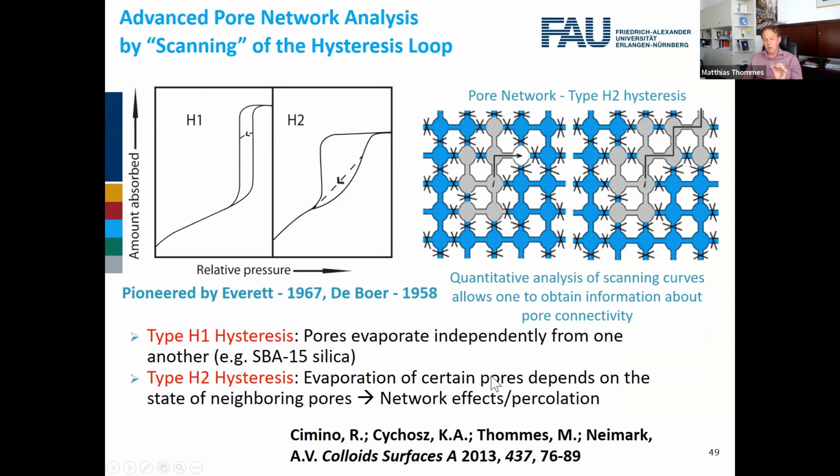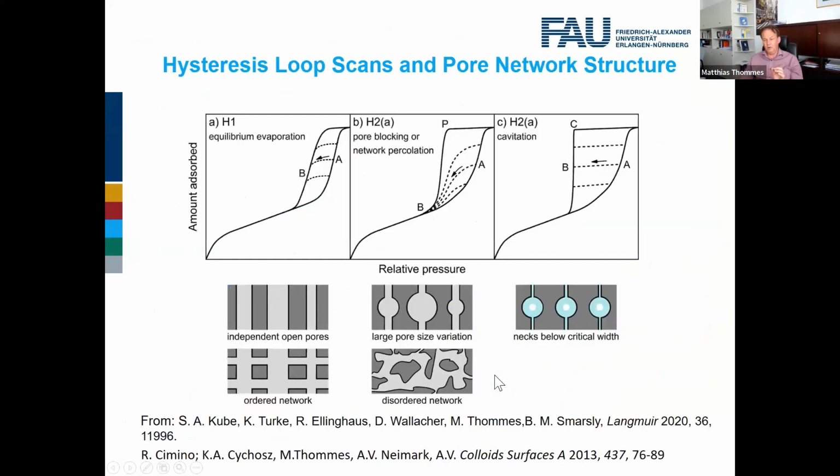But as I said, more work is needed on model systems to get more light into the interpretation of scanning curves. Here's what I think we safely know. If you have a system with independent and open pores, the boundary curves and the scanning curves look very similar in shape. If you have percolation transitions, we find that these scanning curves have a different shape and they end in the lower closure point. That is typical for percolation transitions, where pore blocking happens.